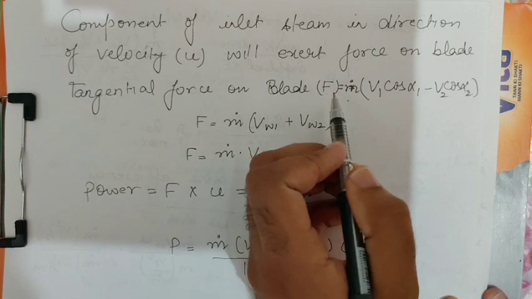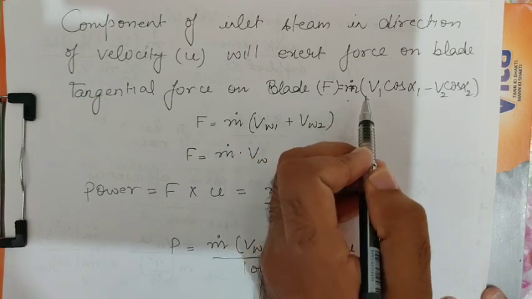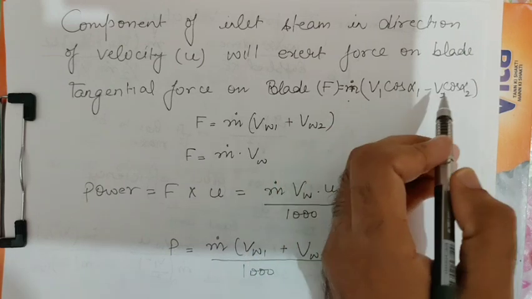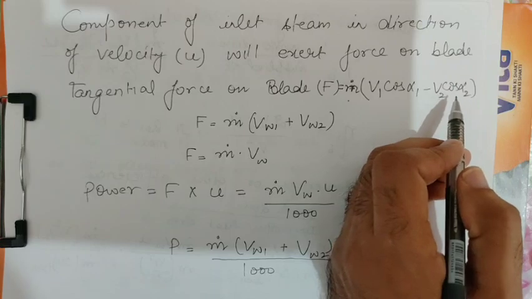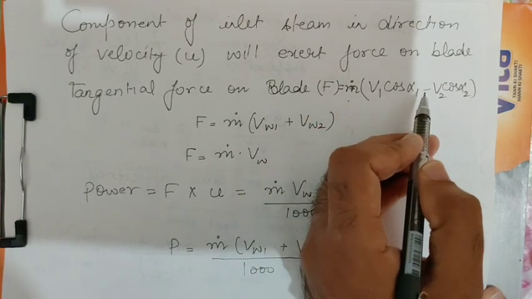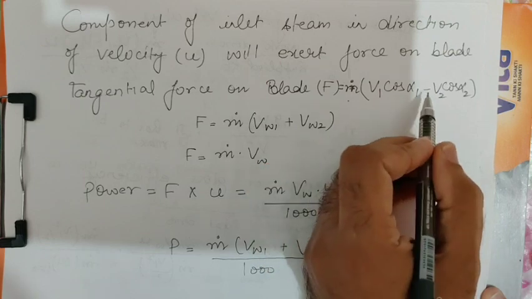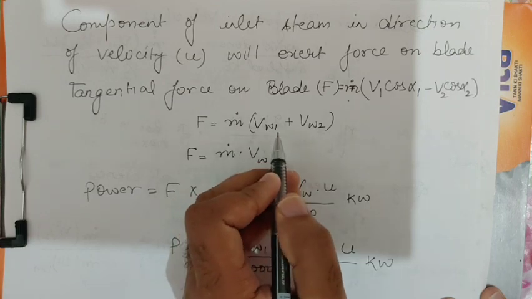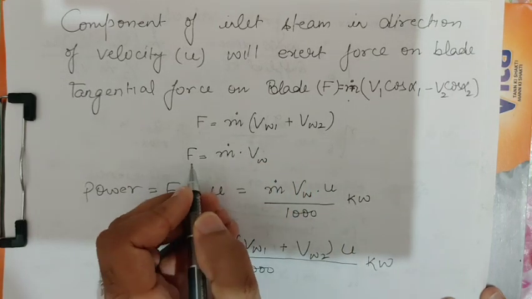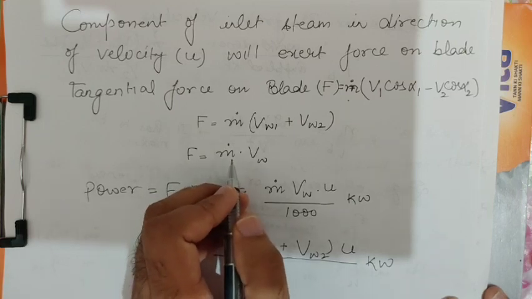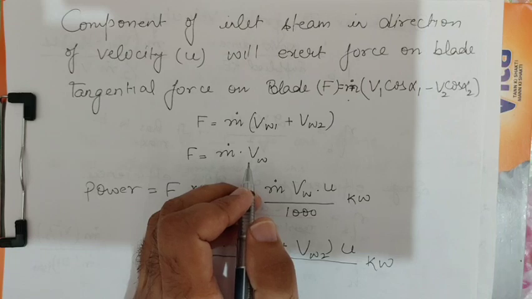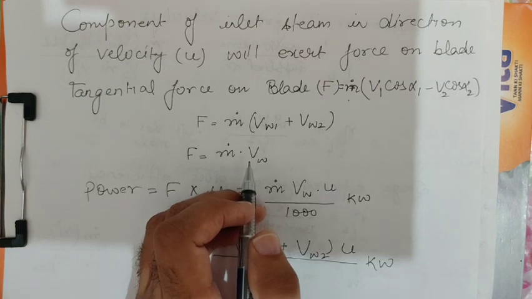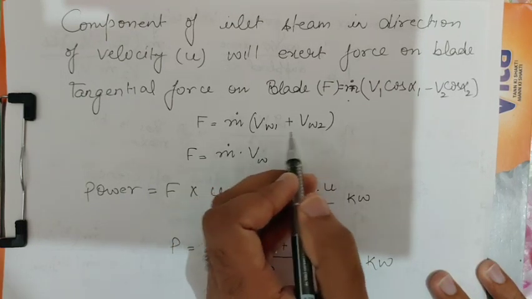F, that is the tangential force on the blade, is equal to mass flow rate of the steam into tangential velocity component at V1 minus tangential velocity component at V2. Because VW2 is negative, negative into negative gives plus, so F equals m dot into VW1 plus VW2, or we can write F equals m dot, that is the mass flow rate, into VW, because tangential force is also called the whirl component. So the combination VW1 plus VW2 equals VW.